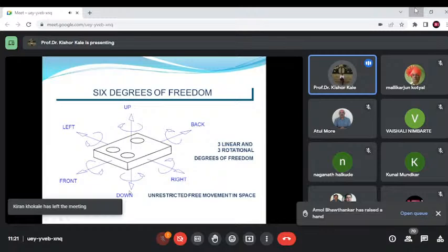But you will find the literature is different. Different literature says different things, 12 or 6, but the meaning is the same.